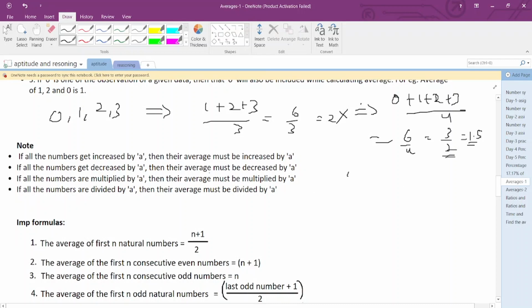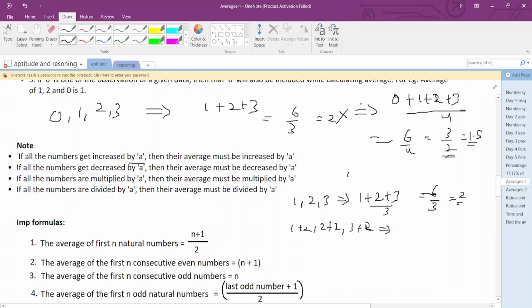These are also very important questions, very important points. You have to read them. See, if all the numbers get increased by a, then their average must be increased by a. Let's take an example: 1, 2, 3, find the average. We do 1 plus 2 plus 3 by 3, which is 6 by 3, equal to 2. Now if the question says each value of the given data has increased by 2, so 1 increased by 2, 2 increased by 2, 3 increased by 2, now the values will become 3, 4 and 5, right?